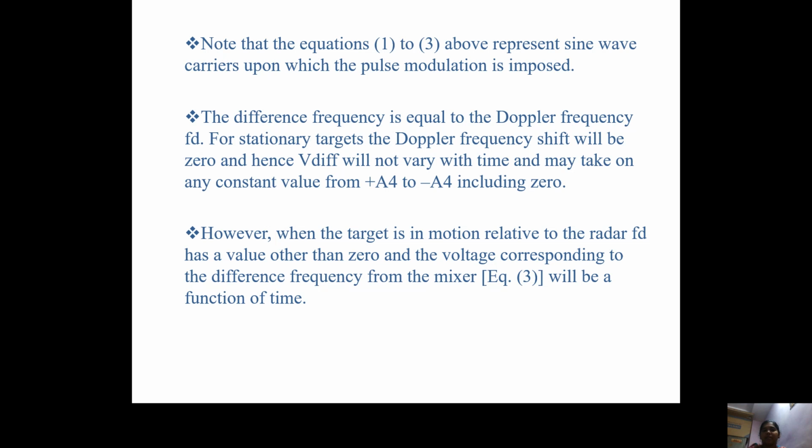So for stationary targets, the Doppler frequency shift will be 0. There is no frequency shift for fixed targets because they are fixed. So there is no frequency shift introduced for the signals which are received at the receiver from stationary targets. Whereas V difference will not vary. It remains the same for each and every sweep of the signal, and the amplitude can be constant and may take any value from positive A4 to minus A4, including 0 sometimes.